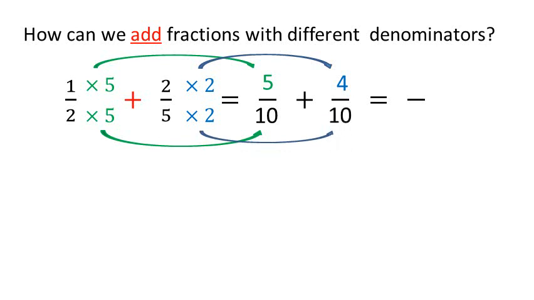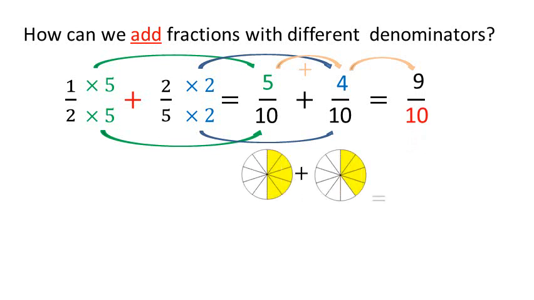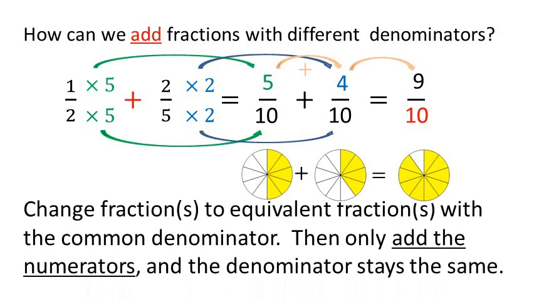So we just need to add the numerators, 5 plus 4, which is 9. The denominator stays the same as 10. The diagram looks like this. A quick summary of adding fractions. We must change fractions to equivalent fractions with a common denominator. Then add the numerators only, and the denominator stays the same.